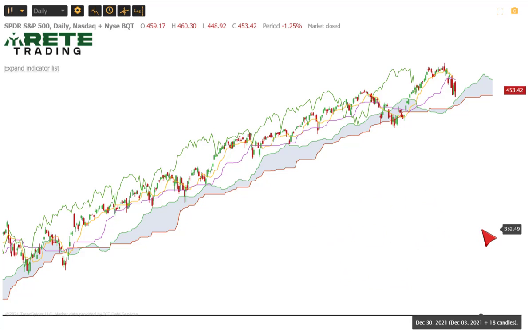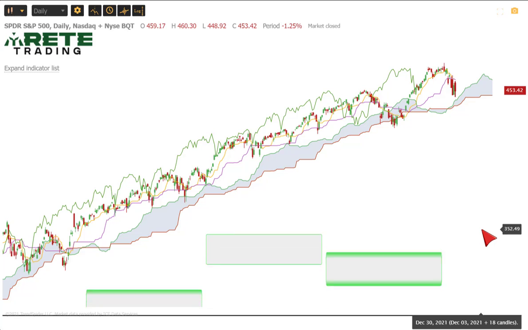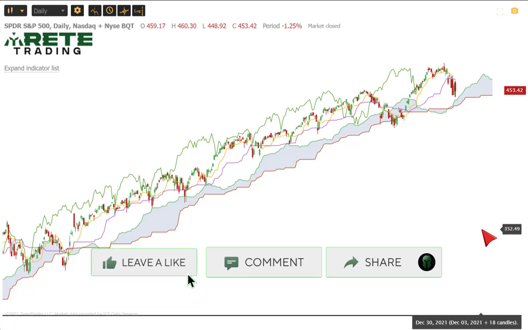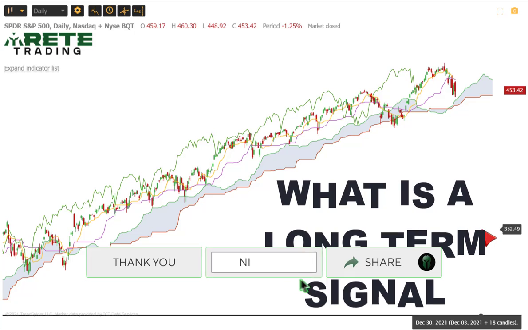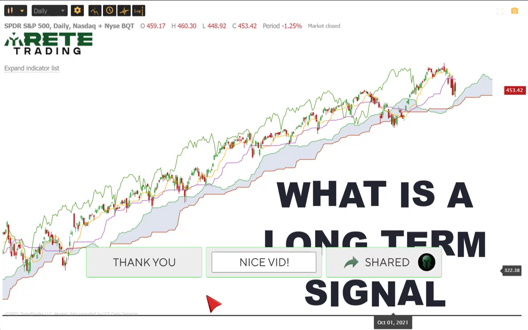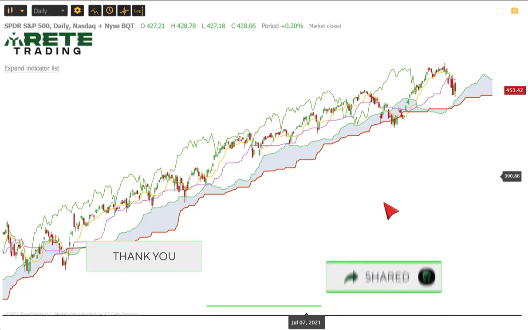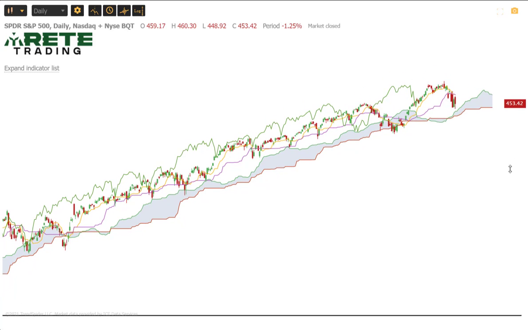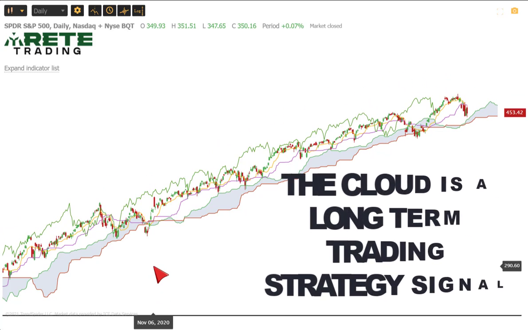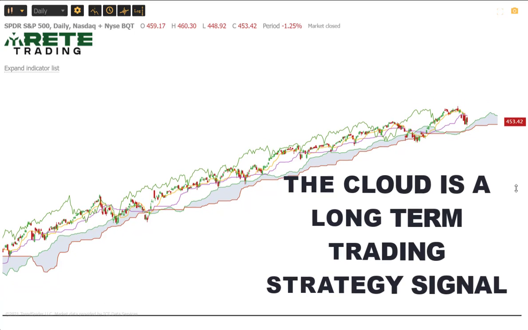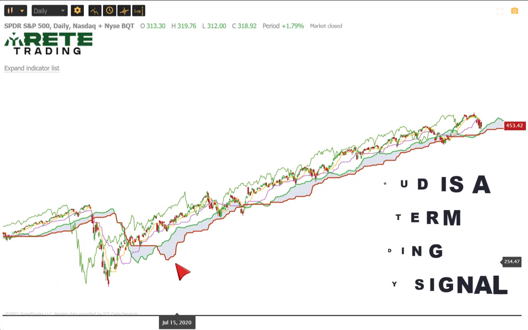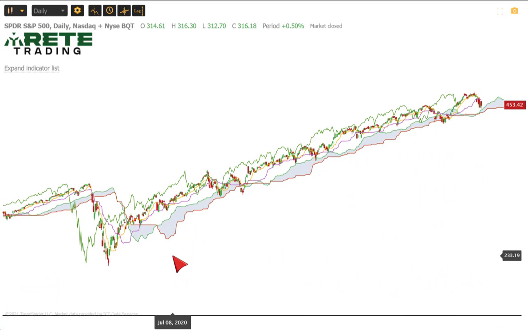So with that said, let's focus on what is a long-term signal. Well, that in and of itself is going to be the cloud, which is right here. So the cloud should be viewed in a couple different ways. And let's just expand this out just a little bit so we can get a couple more really good examples of what we're seeing here.